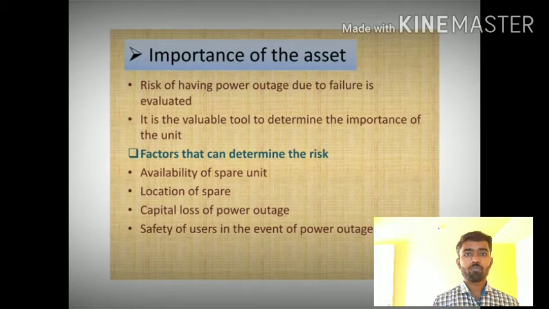Importance of asset. The risk of having a power outage due to transformer failure must be evaluated. It is a valuable tool to determine the importance of the unit. Many factors can determine the risk, such as availability of the spare unit, location of the spare, capital loss of the power outage, and safety of end users in the event of a power outage.